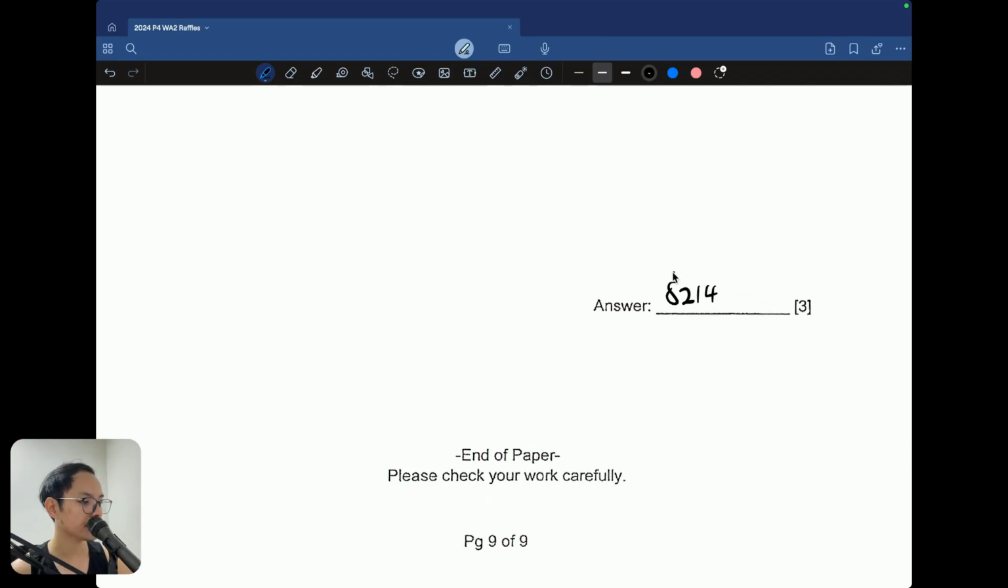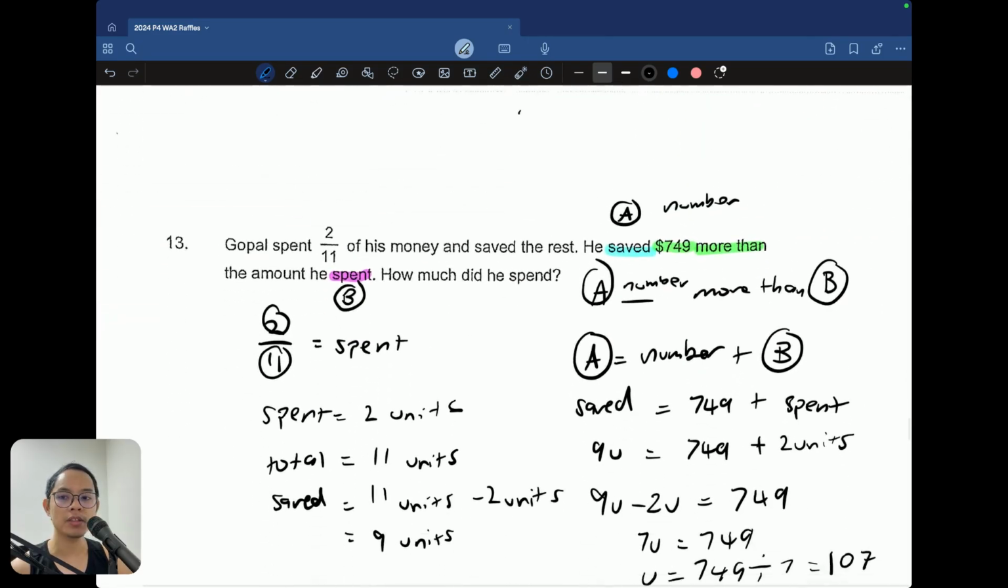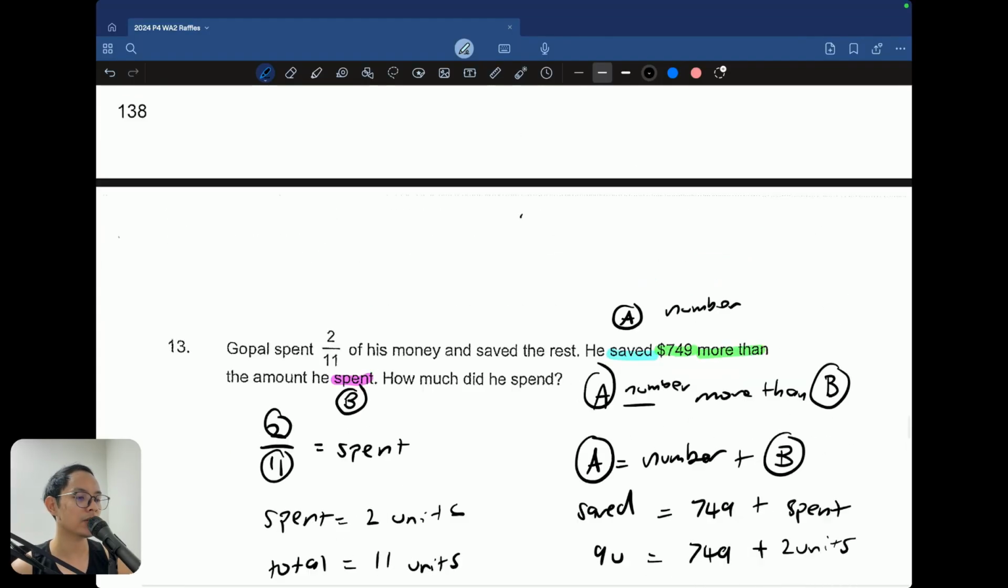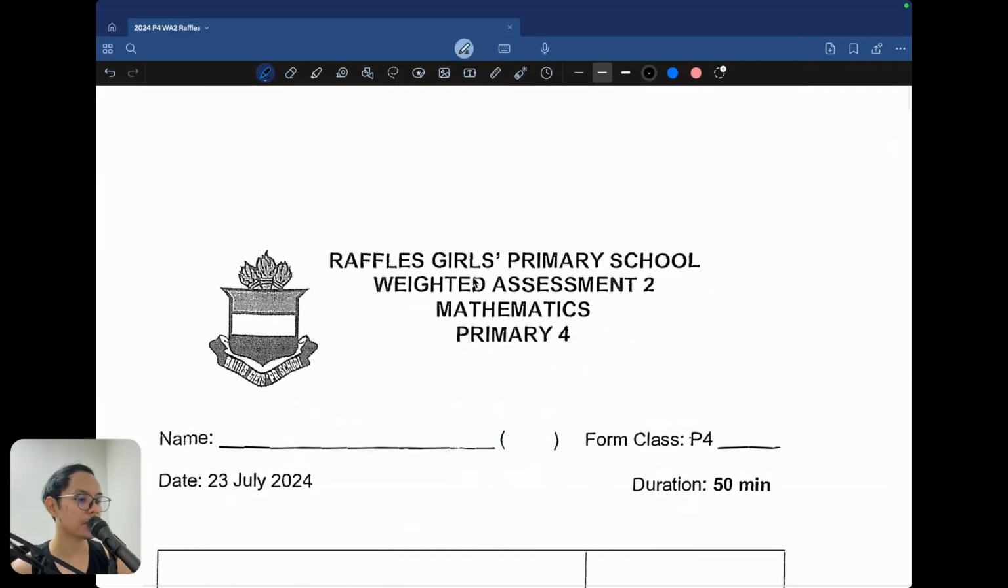Okay, so the answer is $214. And that's it. So that is the answers for all of the questions in this weighted assessment 2 from Raffles Girls Primary School for Primary 4 Mathematics.